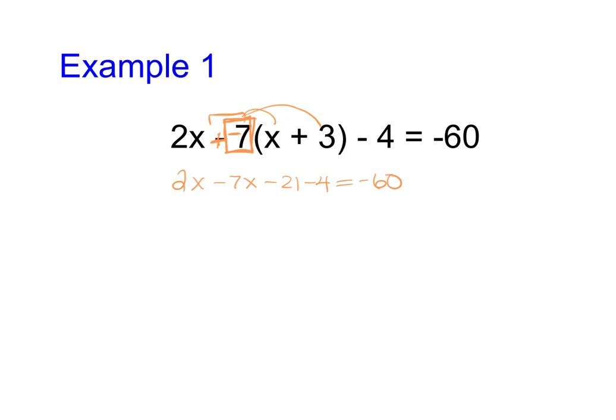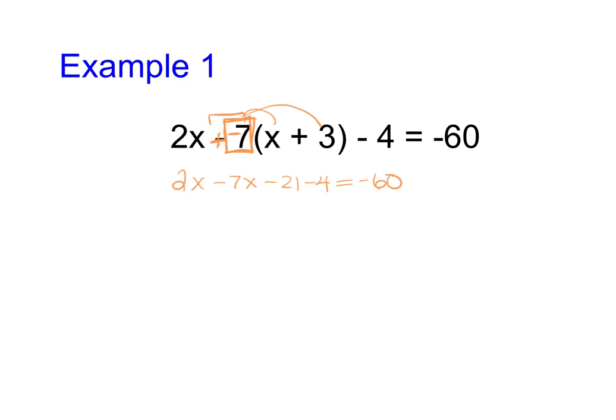So as we distribute, we can see that we are having a -7 times x and a -7 times 3. And as I said, you can use keep change to write those as plus a negative if it's easier for you to see. So now that we've used the distributive property, the second thing we're going to do is we're going to combine like terms.